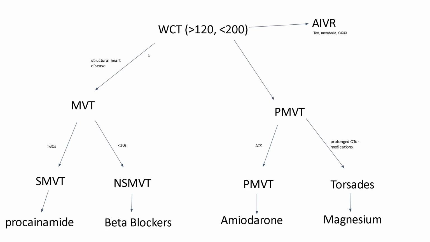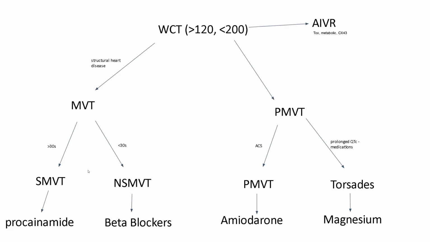Okay, so for wide complex tachycardia, again, with a caveat, heart rate over 130, QRS duration less than 200. The two subtypes are either monomorphic ventricular tachycardia or polymorphic ventricular tachycardia. The most common cause for monomorphic ventricular tachycardia is structural heart disease, okay? For both of these ventricular tachycardias, we have two subtypes. For monomorphic, we have sustained monomorphic VTAC and non-sustained monomorphic VTAC. The distinction between those two is 30 seconds. Sustained is more than 30, non-sustained is less than 30.